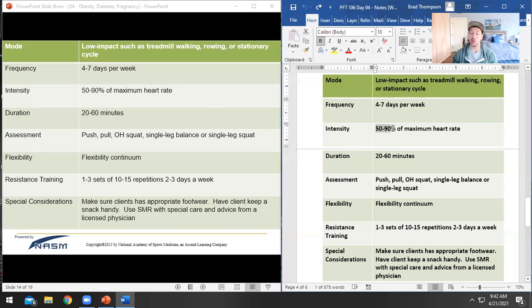Intensity, 50 all the way up to 90% of heart rate max. So we can take this into the beginning of zone 3, where we do get even more intense about things. That's great, actually, if your client can handle it. But that's a great way to, again, ensure that you're emptying out those glycogen stores.